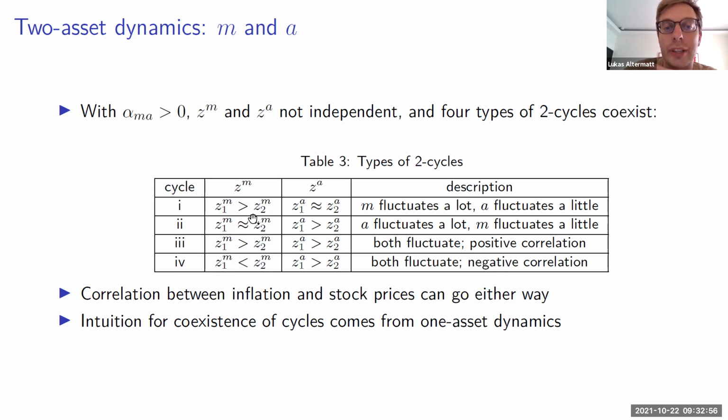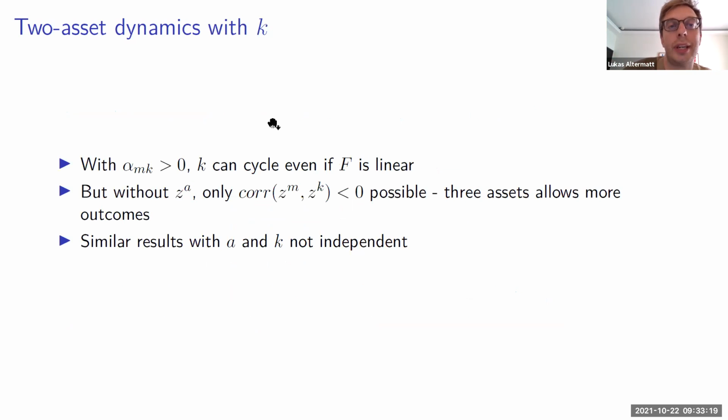So when one of these payment instruments cycles, the other one has to cycle a bit too. But in some equilibria, one is almost constant whereas the other cycles a lot, and in some of these equilibria, both cycle a lot. This means that between money and assets, all kinds of correlations are possible in dynamic equilibrium. And we also show that when K interacts with either M or A, we can have cycles in K. So even though F is linear, we can find cycles in K once capital interacts with money.